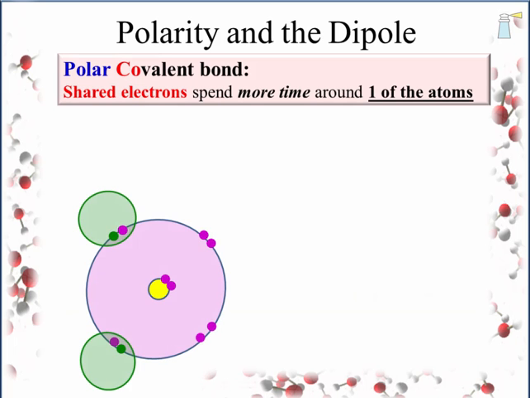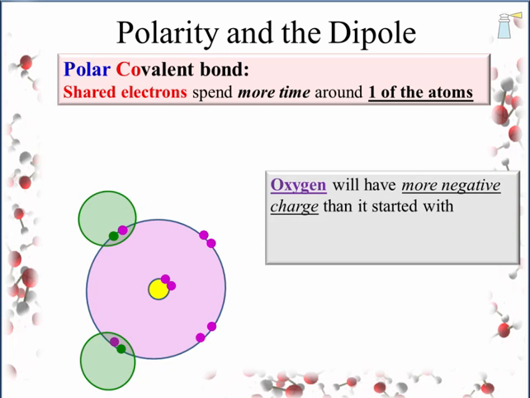Take water, for instance. It has two polar covalent bonds, with a larger electronegative atom, oxygen, keeping the electrons from the bond for more than half of the time. What that means, from a net charge perspective, is that oxygen will have more negative charge than it started with as just an atom. It will adopt a partial negative charge, as denoted with the lowercase Greek delta symbol.